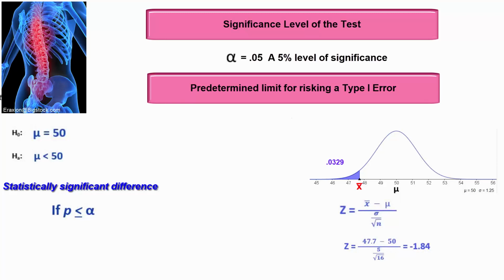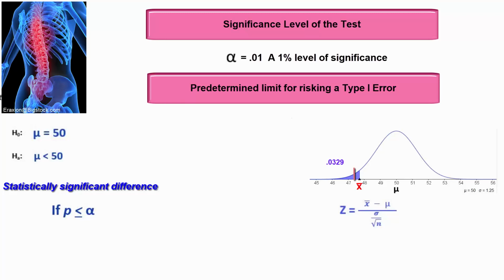If we were testing something where making a type 1 error had a greater consequence, we might choose an alpha level, a significance level of only 1%. Only a difference between the statistic and parameter that happens at most 1% of the time would allow us to take the risk and reject the null.